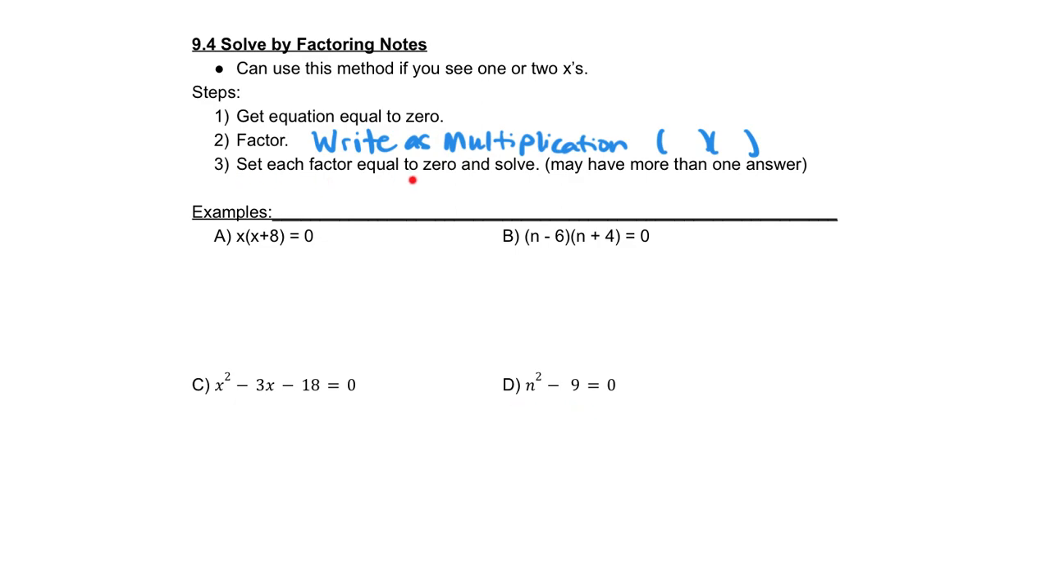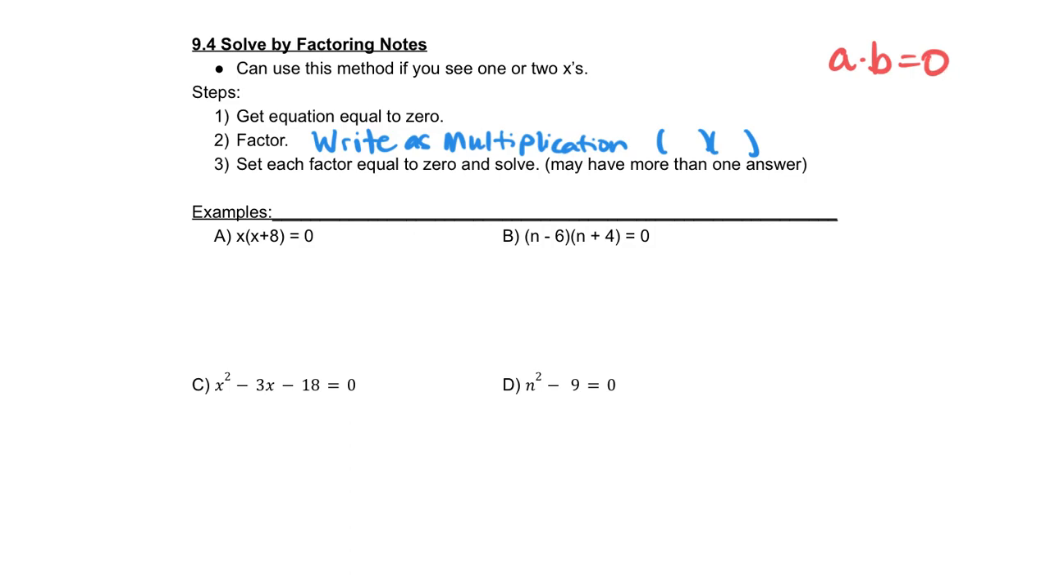Then we are going to set each factor equal to 0 and solve. We may have more than one answer. So typically if our exponent is 2, we're likely to have two answers, not always. The reason this works is because of this idea right here.